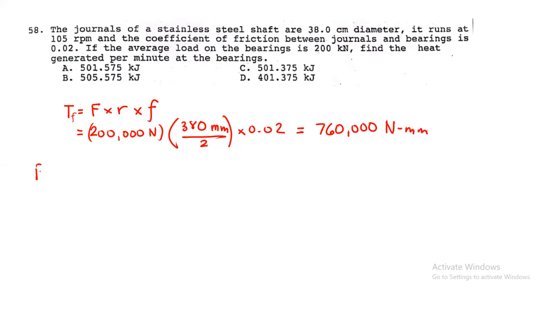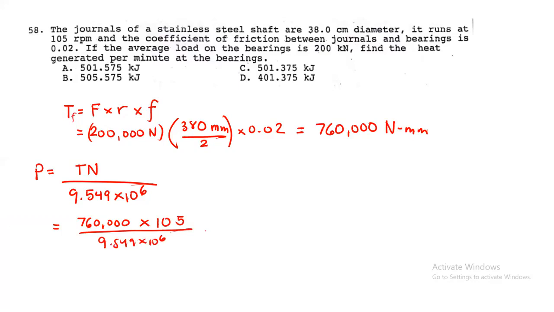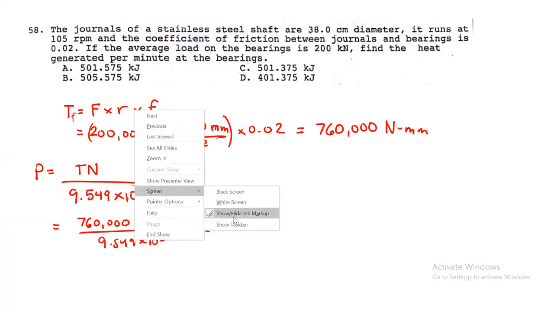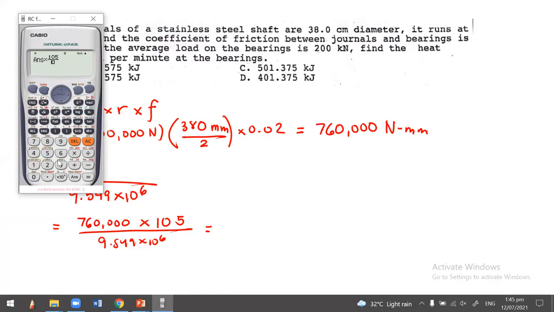Then what we will do is get the power first. Power is equal to T times N over the factor 9.549 times 10 raised to 6, so we get the power in kilowatt. The torque is 760,000, and N is the RPM, 105, divided by 9.549 times 10 raised to 6.